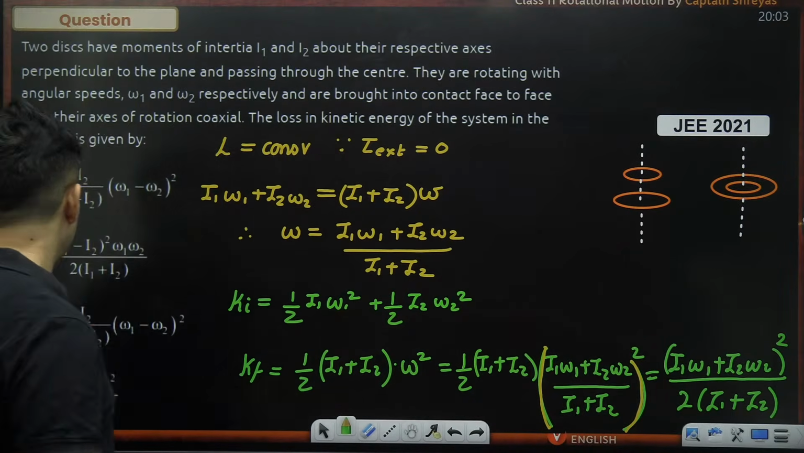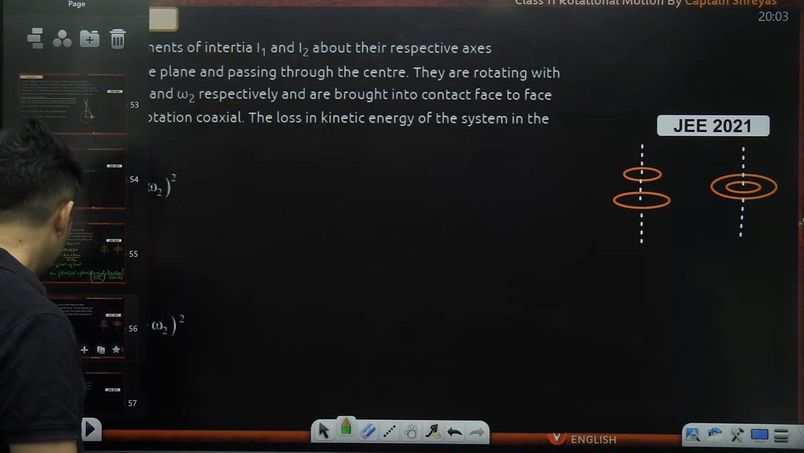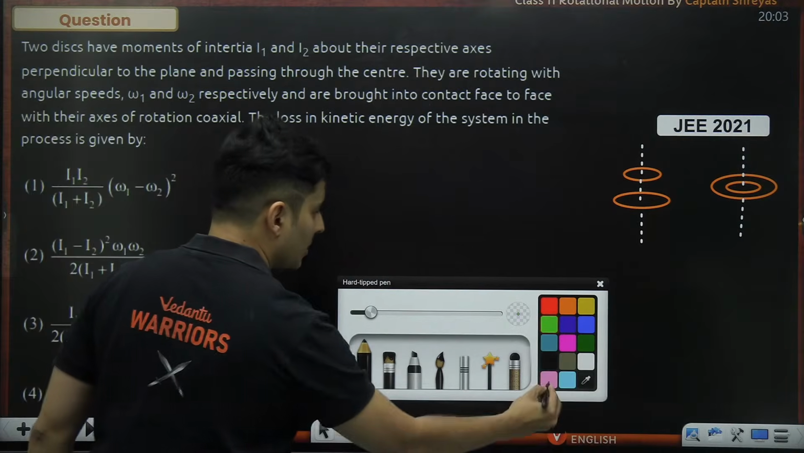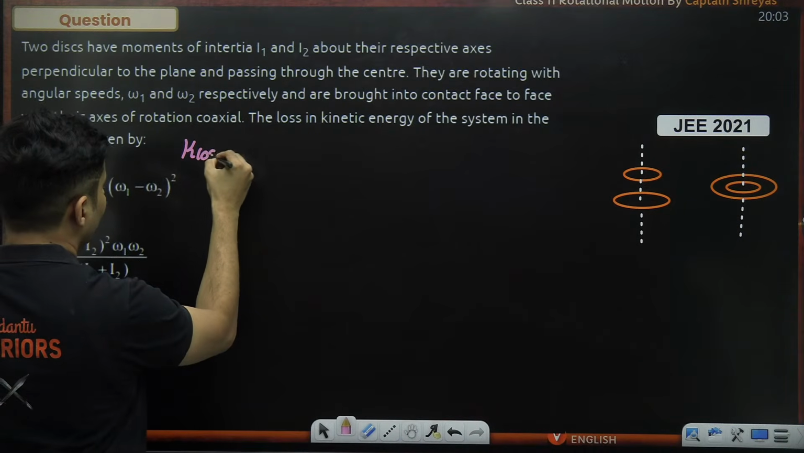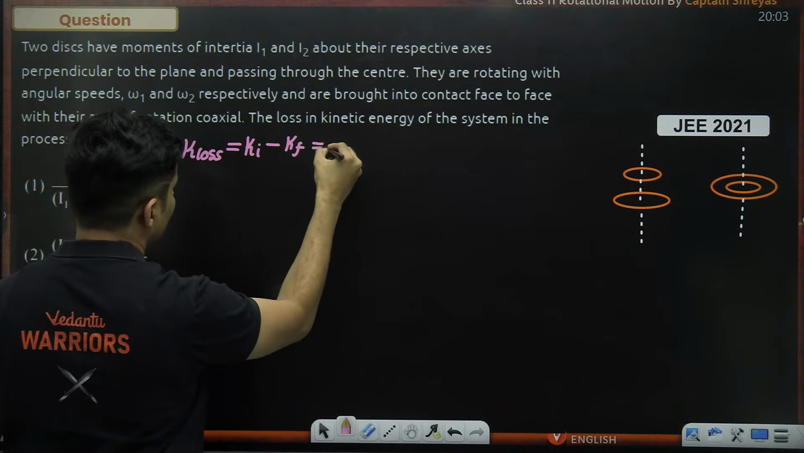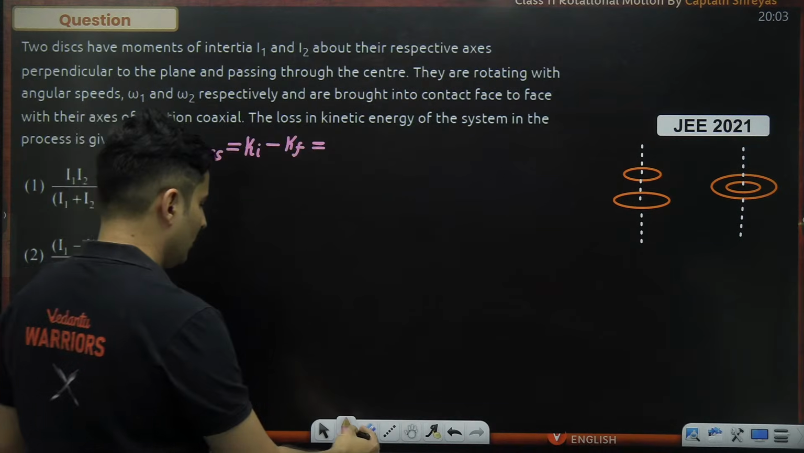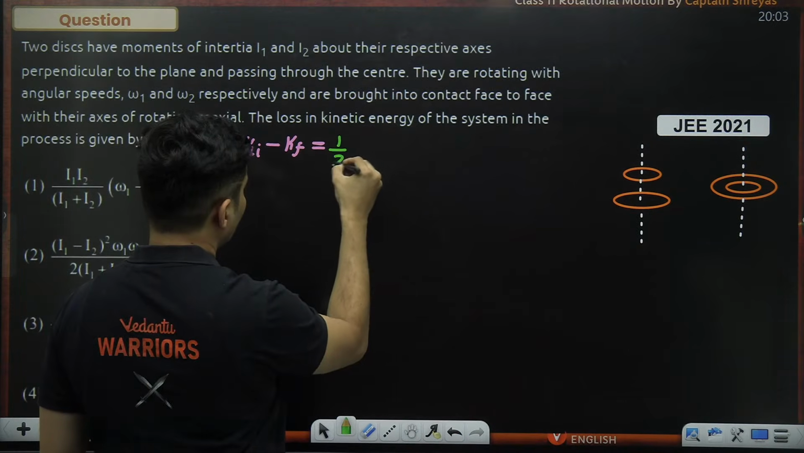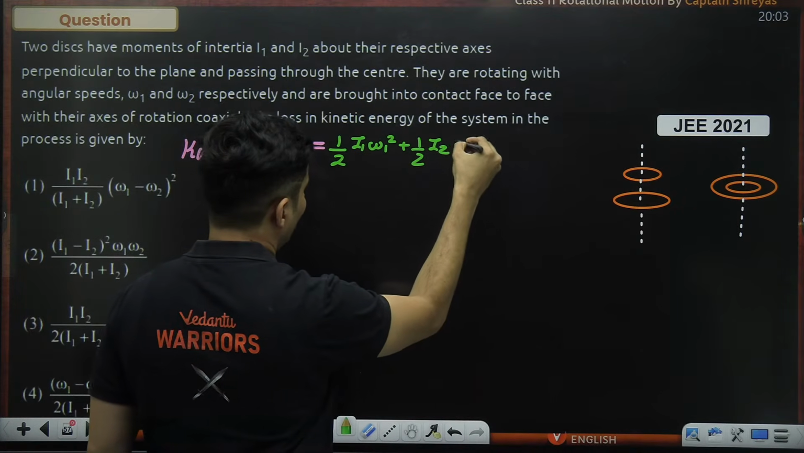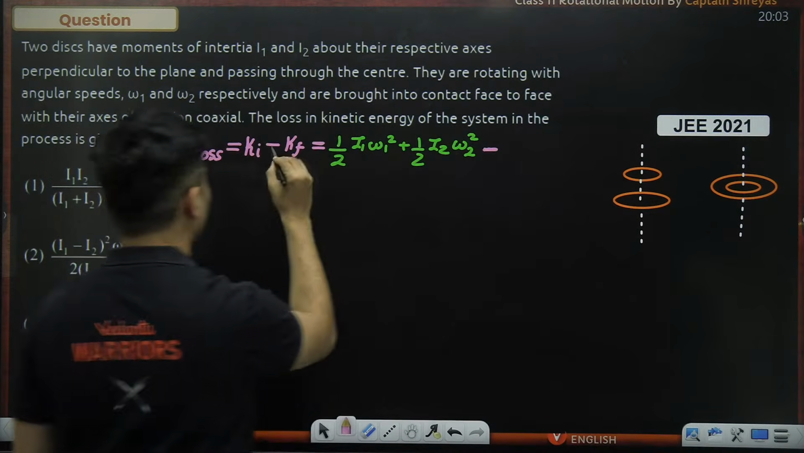Now we have to just subtract both of them. So let's do that subtraction bit and see how much are we really getting. Okay, let's try that out. So question is finding out the loss of kinetic energy. It will be initial kinetic energy minus final kinetic energy. So how much is initial? Initial is this much. So it will be nothing but half I1 omega 1 square plus half I2 omega 2 square minus this.